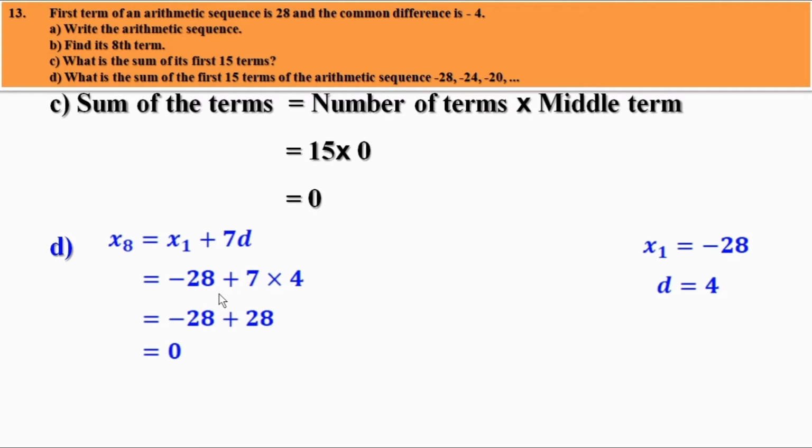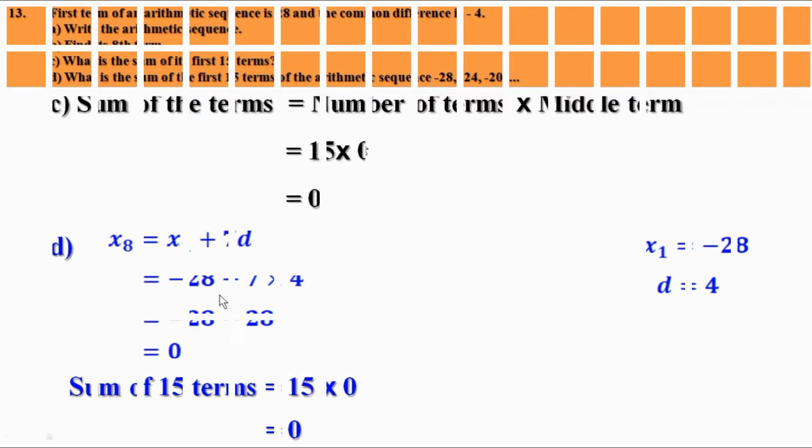That is, the 8th term or the middle term of first 15 terms is 0 and therefore sum of first 15 terms equal to number of terms into middle term, that is equal to 15 into 0 or 0. That is sum of the first 15 terms of this sequence is also 0.